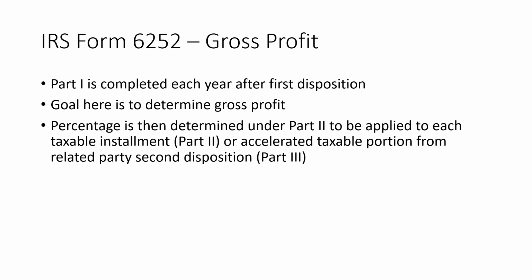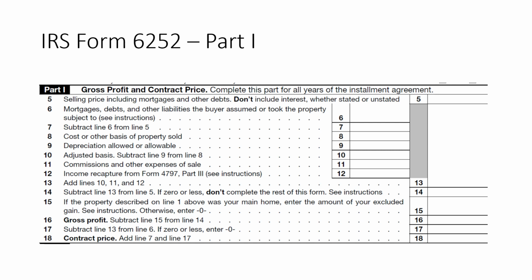Now, jumping back into this, part 1 is going to be concerned with determining the gross profit, but not the gross profit percentage. So this is really going to be reconciling basis for use in part 2. So we're going to start with our selling price, and you'll see that lines 6 through 13 are really geared towards determining basis, and then ultimately lines 14 through 16 are designed to subtract out any other gain exclusions and then determine your gross profit and then your contract price.